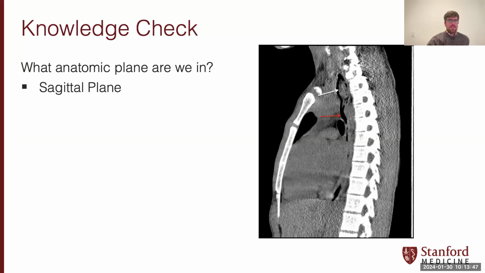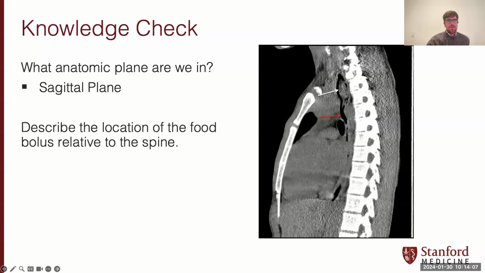Yeah, perfect. So this is the sagittal plane, so again, cutting from front to back. What we're looking at here, remember, is the spine. This is your chest wall. This is your heart and lungs. This is your esophagus coming down. What we see right here is a little food bolus that's stuck in the esophagus. So where is the food bolus relative to the spine?